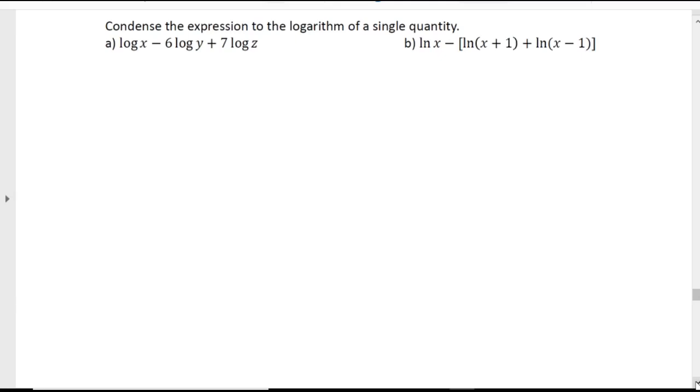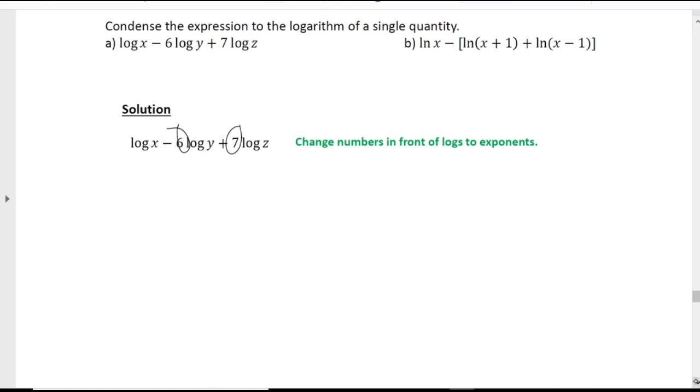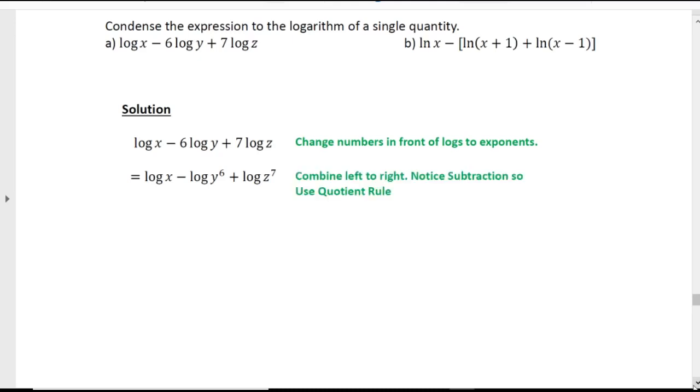Condense means to end up with one log. So if you look at the first one, we're going to go ahead and change the numbers that are in the front to logs. So this 6 and this 7 will become exponents. So we get log y^6 plus log z^7. Then we're going to combine from left to right.